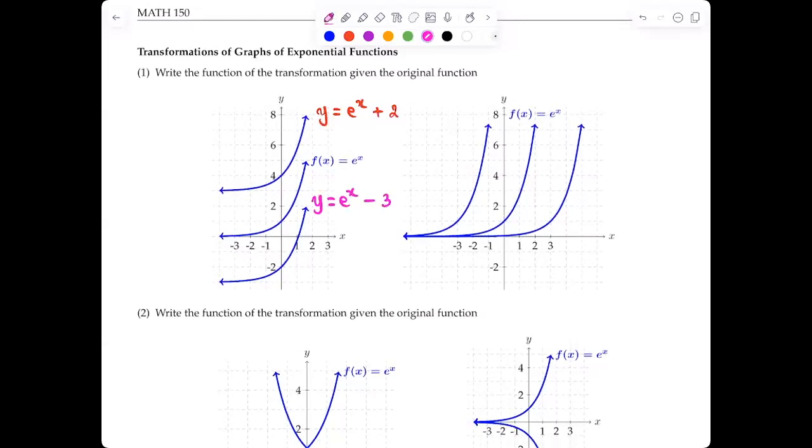Should be plus 2. Here, start at the original function. 1, 2. Sorry, my bad. 3. Did I say 2? I mean 3. Sorry, my bad. So this is plus 3. Okay, any questions?